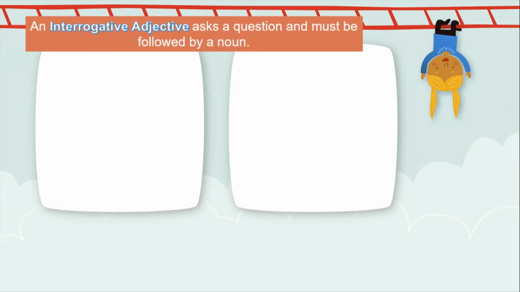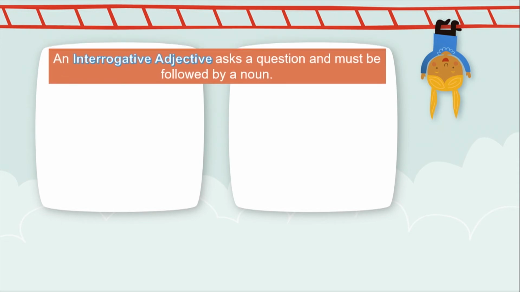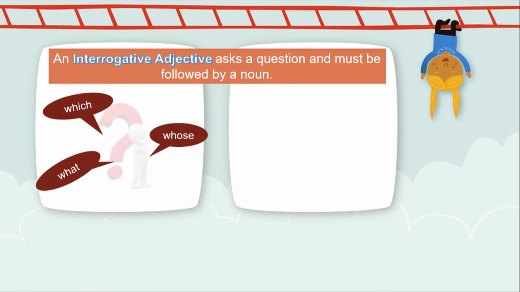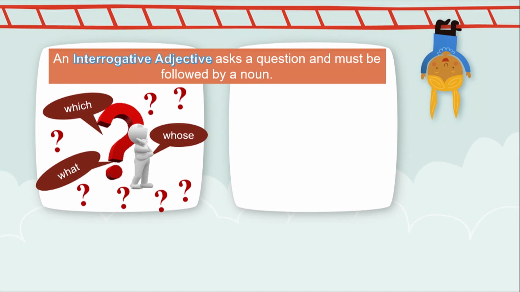So let's move on. Let's look now at interrogative adjectives. Let's read. An interrogative adjective asks a question and must be followed by a noun. So what are the interrogative adjectives? Which, whose, and what. And they must be followed by a noun. Let's look at some examples. What food do you prefer? What is an adjective there?